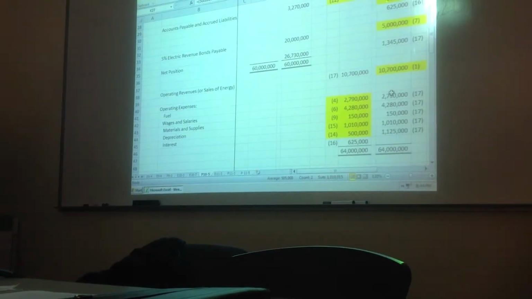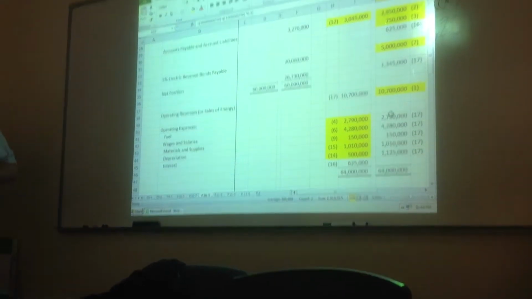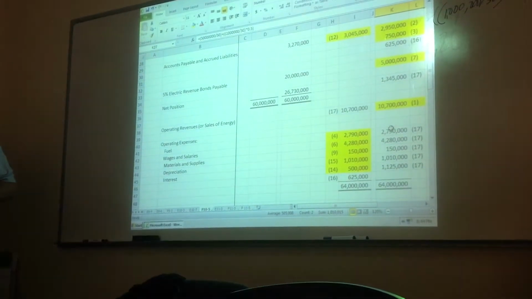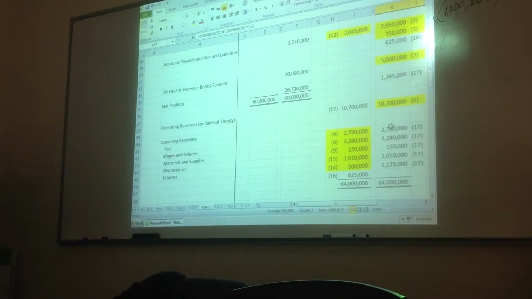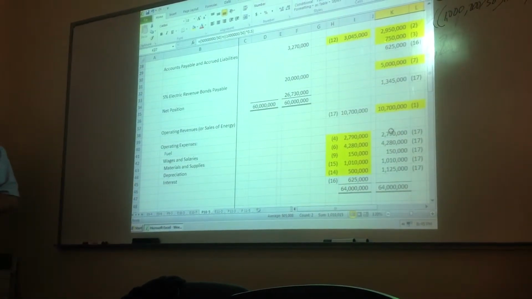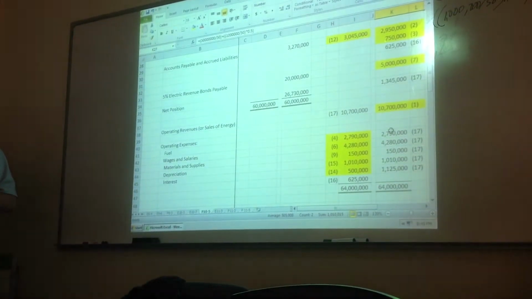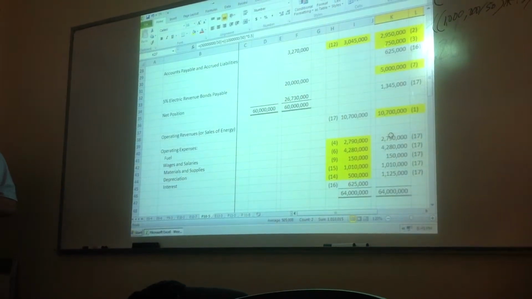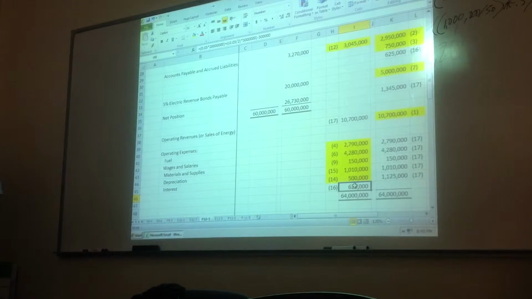Number 16 is going to be our recording of interest expense at the end of the year. Because we pay it semi-annually, right? Remember back from number 7, we pay semi-annually. So we have to make an interest payment at the end of the year, right? Okay. So for number 16, I think I left this calculation. Let's see. I did.